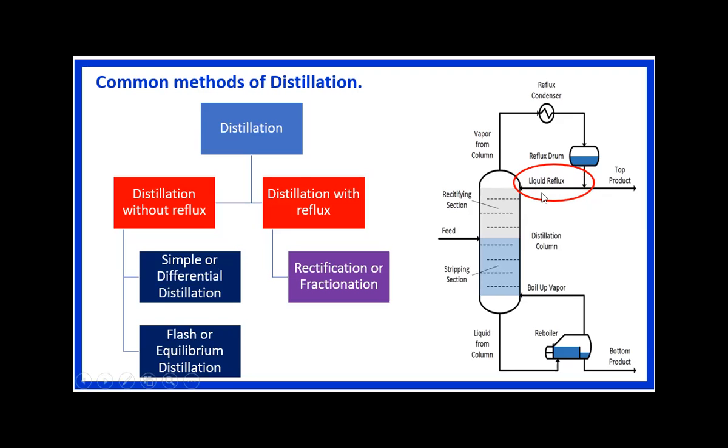To increase the purity and concentration of the product, we do this activity. Some distillation operations are without reflux, and some are carried out with reflux. Distillation carried out with reflux is called rectification or fractionation. When we conduct distillation without reflux, it may be simple distillation or flash distillation. Simple distillation is also called differential distillation, and flash distillation is also called equilibrium distillation. Let us discuss simple or differential distillation.